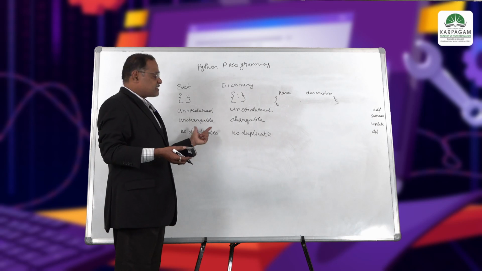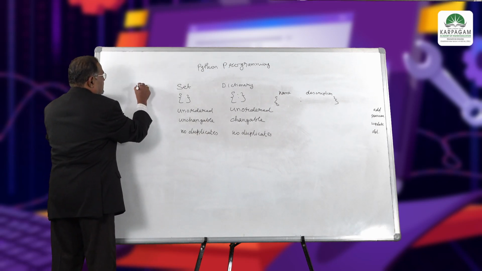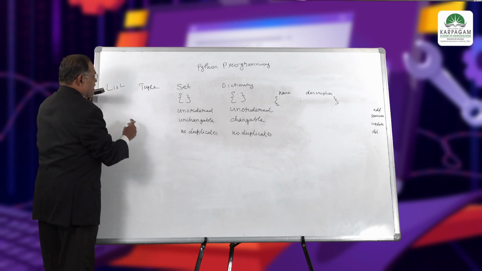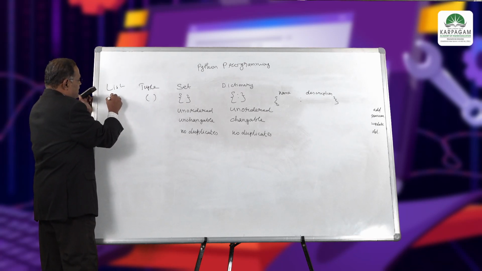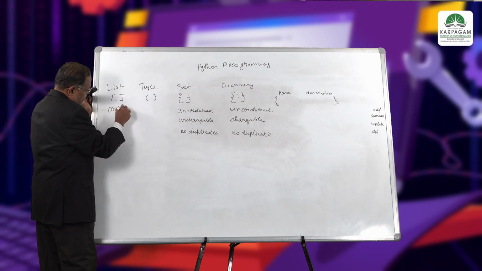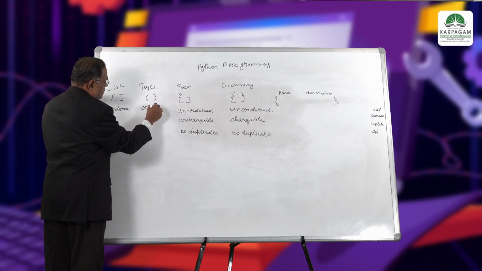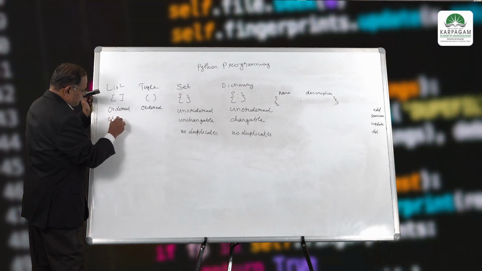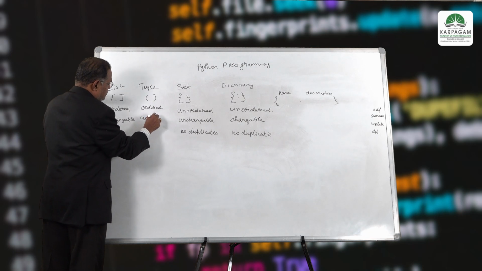Then no duplicates are allowed in both. Let me conclude before that with the tuple and list. I will be drawing this. The tuple is opened by using open and close curly braces. Here we will have square brackets. This is ordered. This is also ordered. Here it is changeable. This is unchangeable.